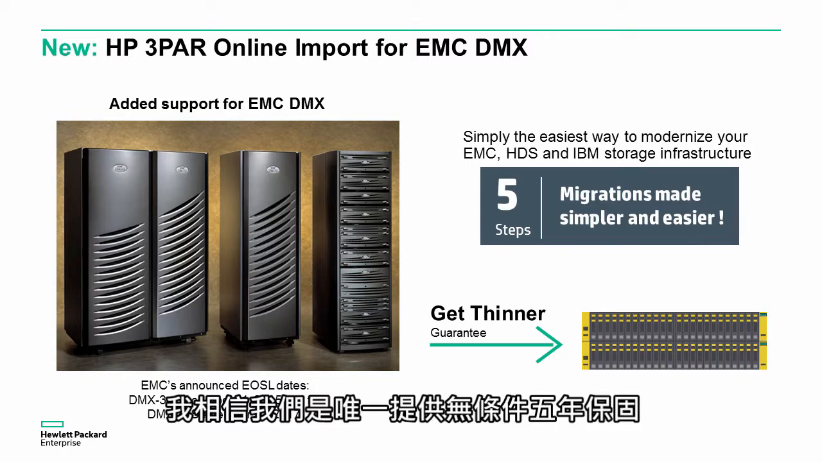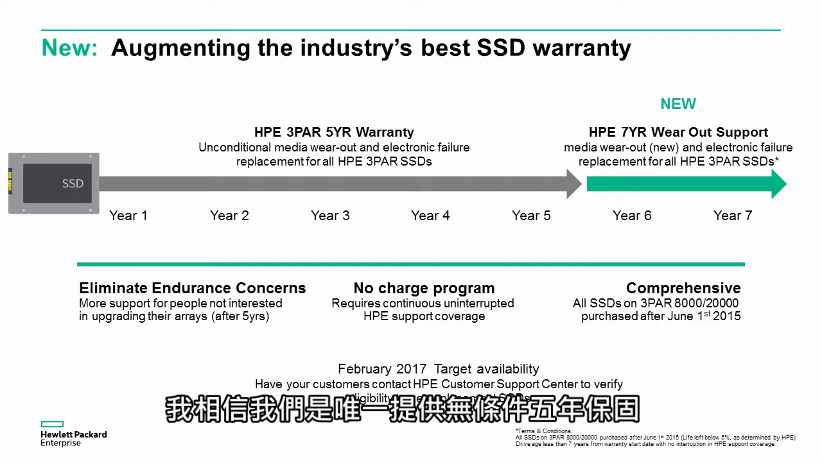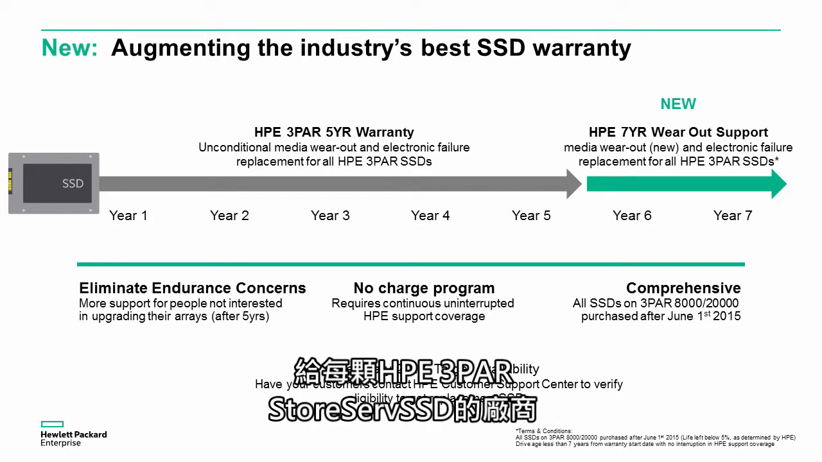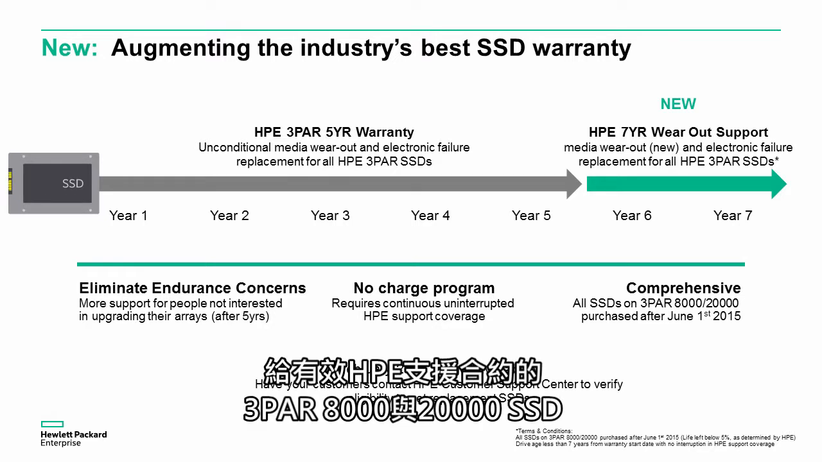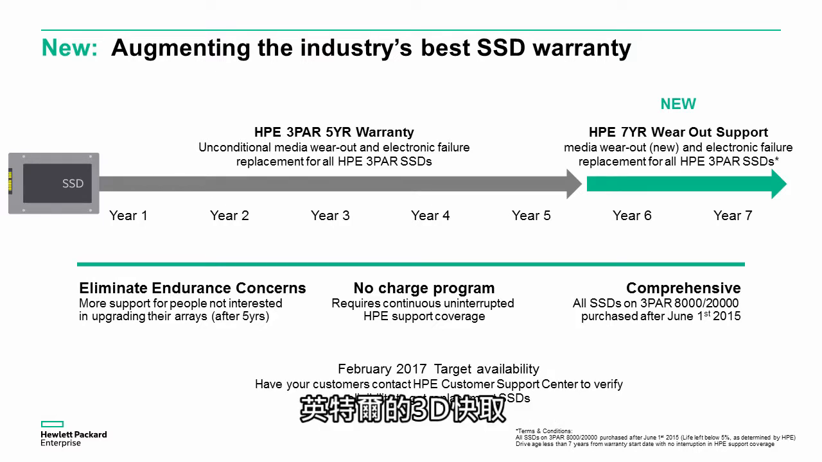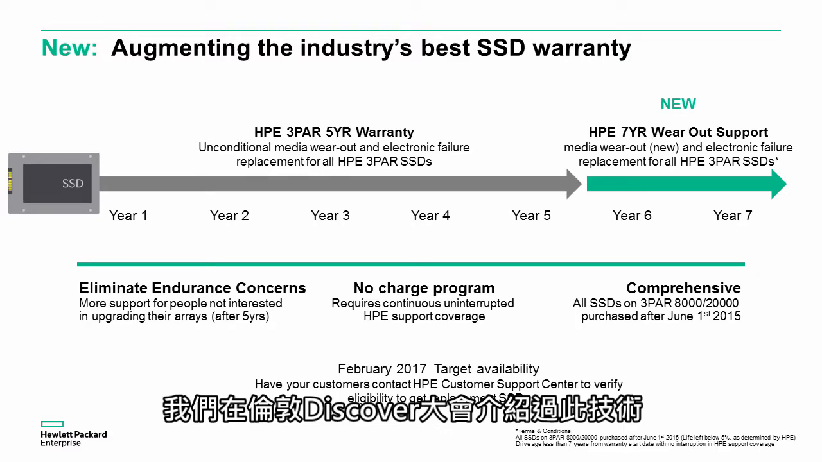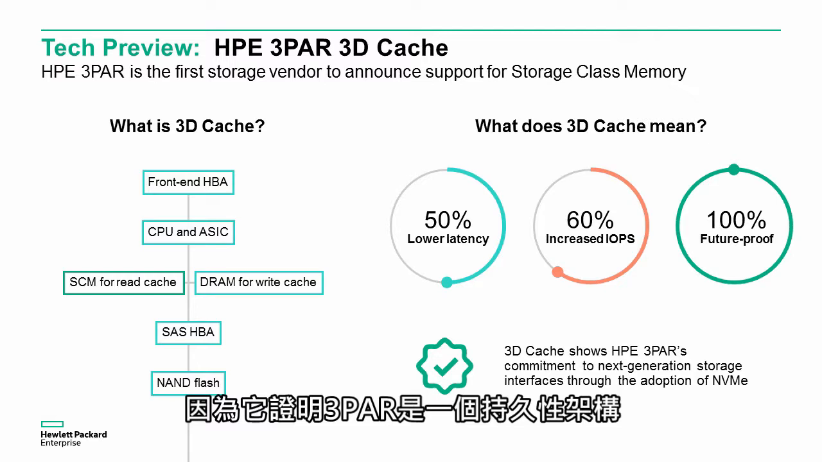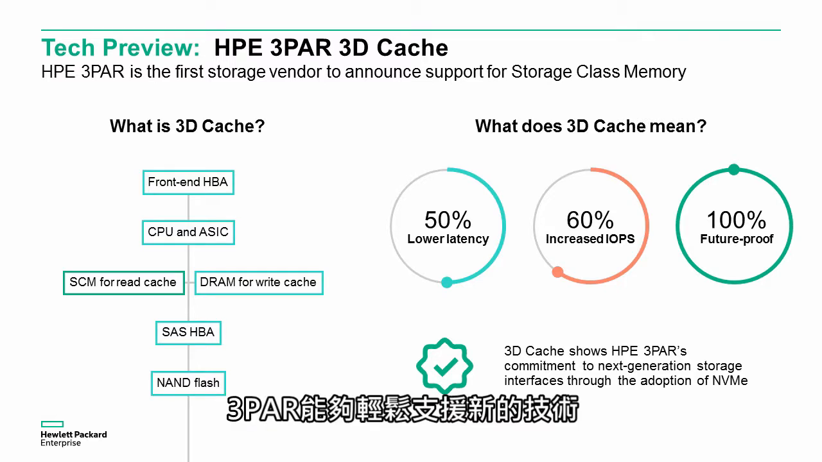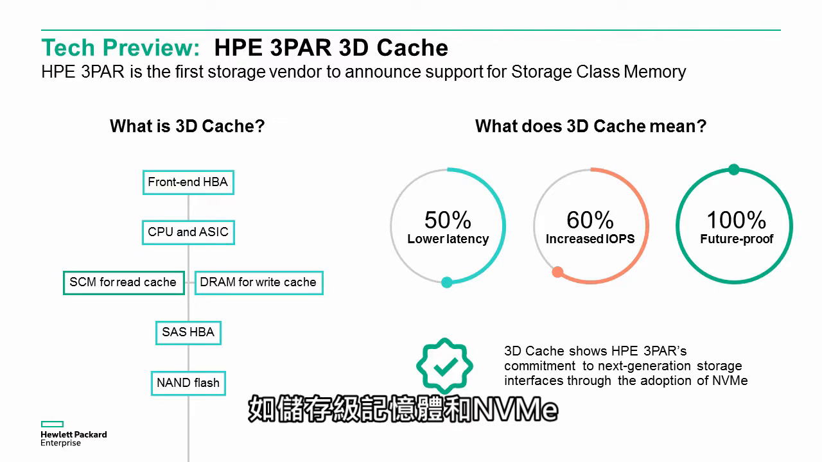7-year SSD wear-out support. I believe we're the only vendor that delivers an unconditional 5-year warranty for every HPE 3PAR StoreServ SSD. We're now adding a 7-year wear-out and electronic failure replacement for all 3PAR 8000 and 20,000 SSDs with a valid HPE support agreement. 3D Cache with Intel. We had a tech preview of this at Discover in London. This is important to emphasize again because it shows that 3PAR is an enduring architecture, as 3PAR can easily support new technologies like storage class memory and NVMe.